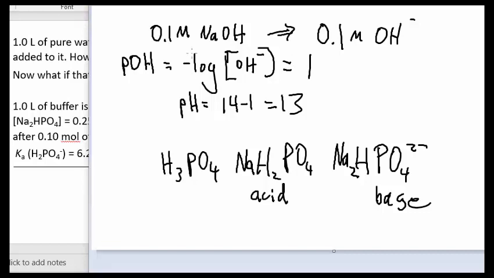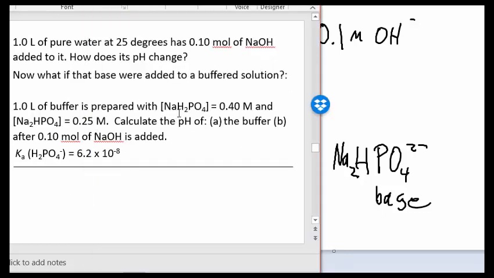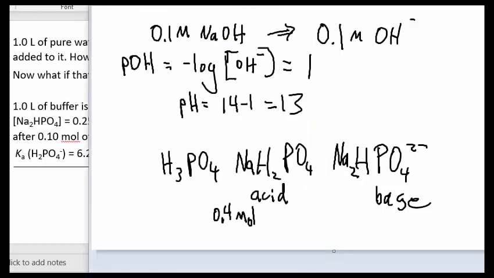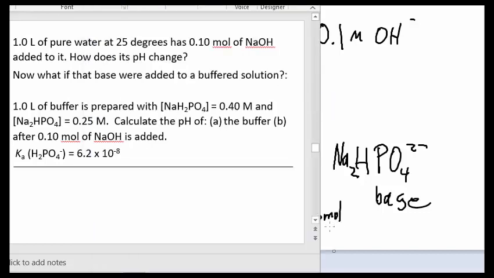So when we add the sodium hydroxide base, it's going to react with this one, the acid here. How much of that do we start with? 0.4 molar. And since we again have a convenient 1 liter solution, we can say we have 0.4 moles of it. The sodium hydroxide is, we're adding 0.1 moles of that, so we react away 0.1 moles, and we get 0.3 moles left. Now, the product of that reaction is the conjugate base, so we're making the same amount of this stuff.